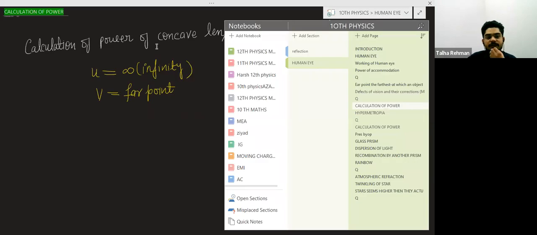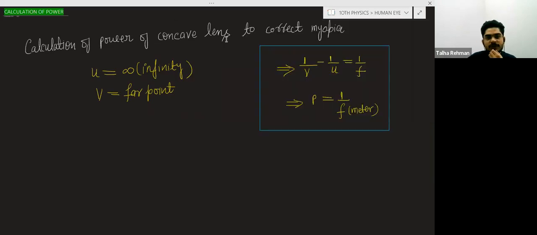Now you can see the calculation of power for a concave lens to correct myopia. For the concave lens, we have to calculate the power. Suppose I have these spectacles. These are the lenses, and these lenses have some power. Basically, that power we want to calculate.